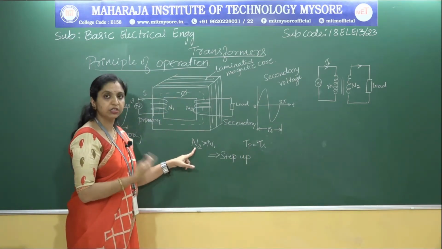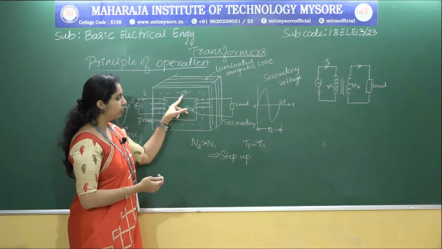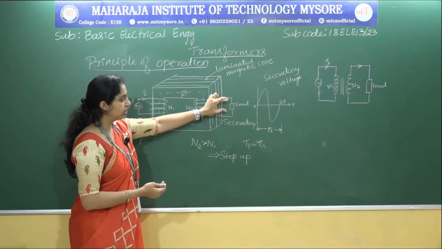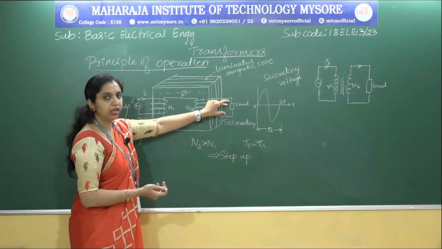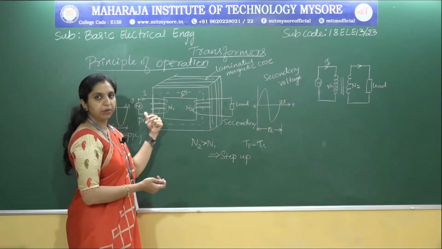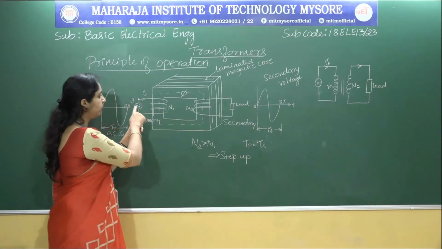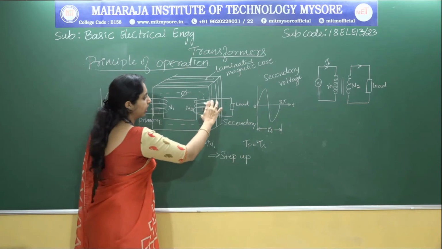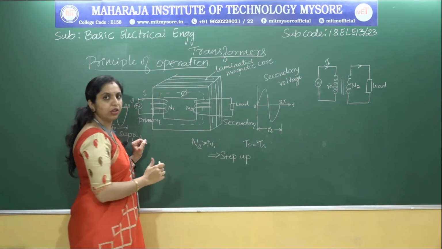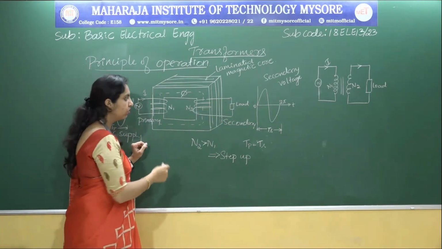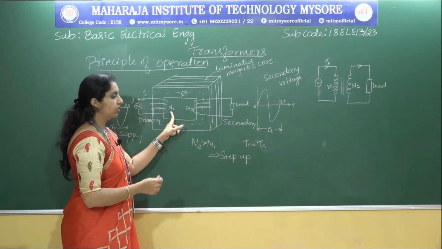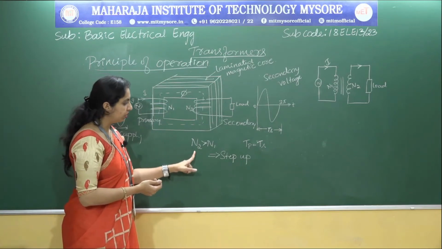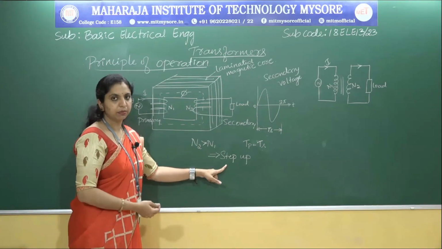That means it increases the voltage: the secondary voltage will always be greater than the primary voltage. The voltage which we feed at the primary winding we call the primary voltage, and the voltage which we collect at the secondary winding we call the secondary voltage. Based on the number of turns, the voltage can be increased. When N2 is greater than N1 we call it a step up transformer.